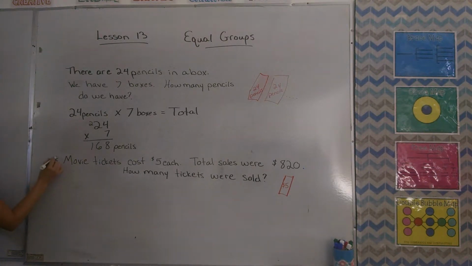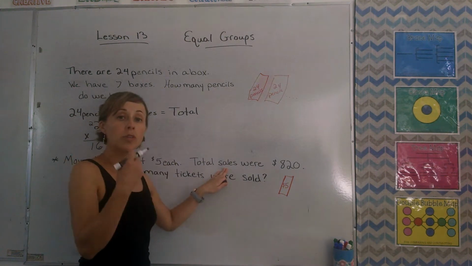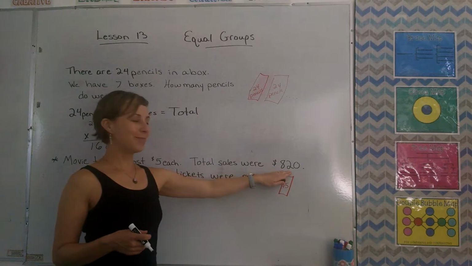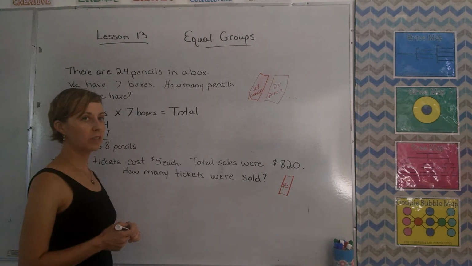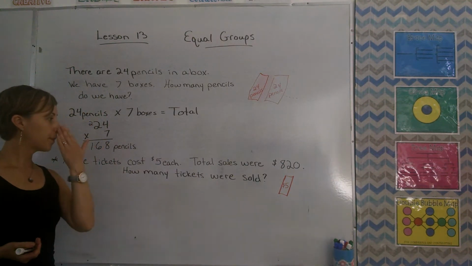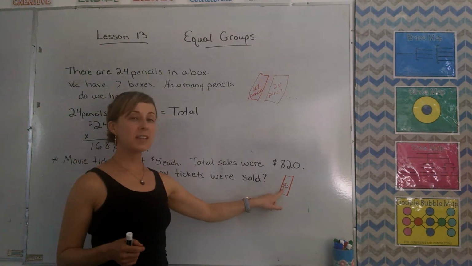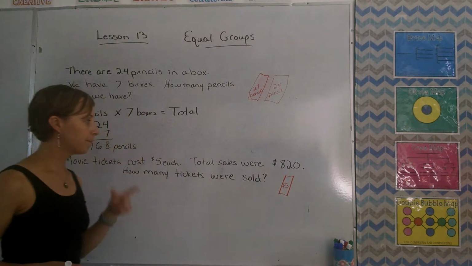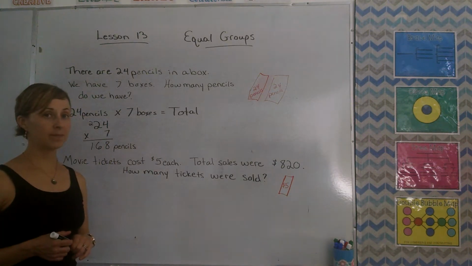Here's my second problem. It says movie tickets cost $5 each. The total sales, so that's the total amount of money that a movie theater made, were $820. Wow, that's pretty good at $5 each. How many tickets were sold? So let's think about that for a minute. We're selling tickets that cost $5 each, and if I added the price of all of the tickets sold, it would add up to $820. How many tickets can I get out of my $820?